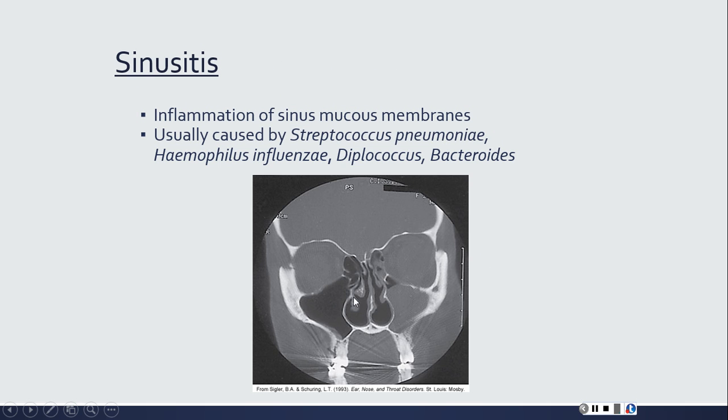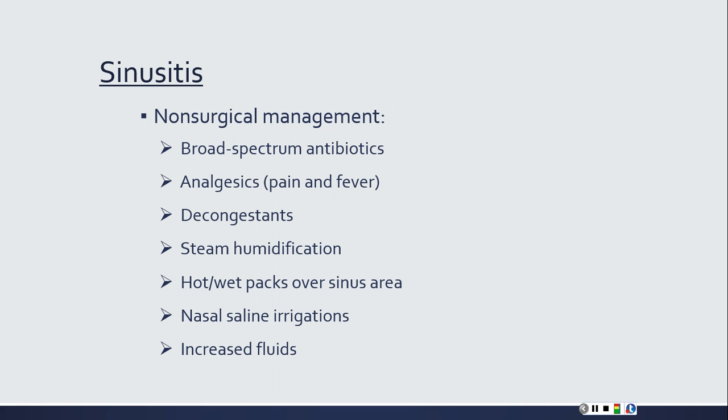Now, what do we do about it? Well, it depends on the cause. What's causing the inflammation of the sinuses? First, if it's a bacterial type infection, use broad spectrum antibiotics, analgesics for pain and fever, decongestants, steam humidification, and then hot and wet packs over the sinus area. Sometimes that helps with the pain as well. Also helps to kind of loosen up and open up those sinus passageways to get rid of some of the infection in the fluid. Also nasal saline irrigants, and then increased fluids.